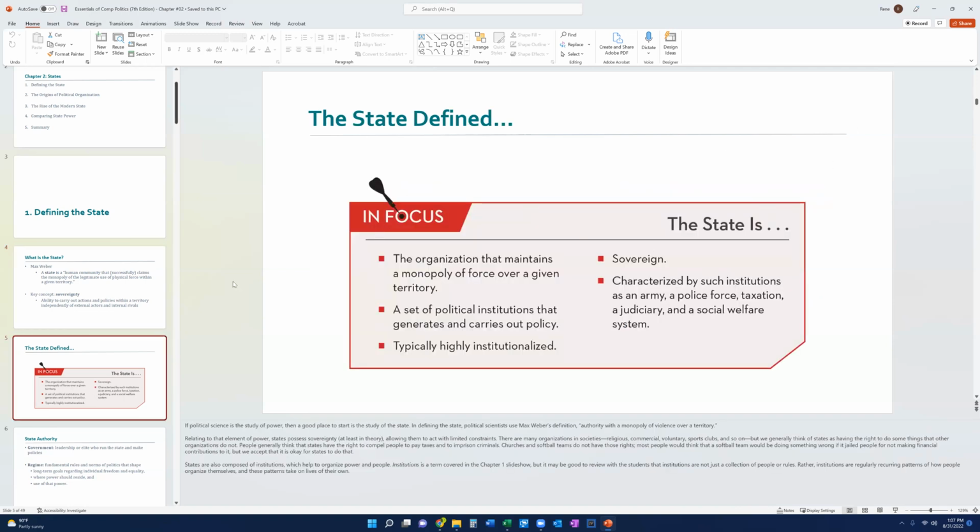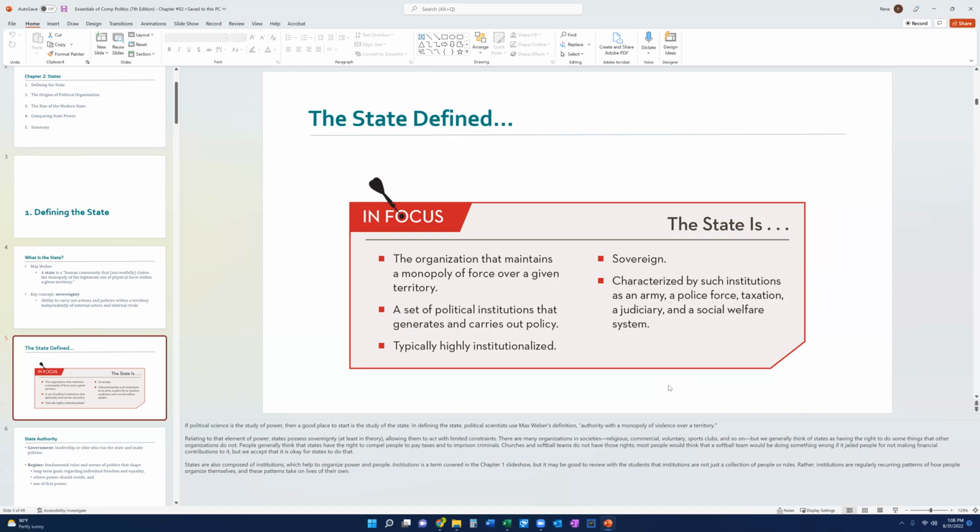Now, again, these in focus sections are awesome for you guys to keep in mind when studying for the test and for the AP exam, because they really do a nice job of summarizing how to understand the definition of the meaning of the word state. A state is an organization that maintains a monopoly of force. That monopoly of force is something you're going to see over and over again as the definition for a state. But it's got to be a monopoly of force over a given territory.